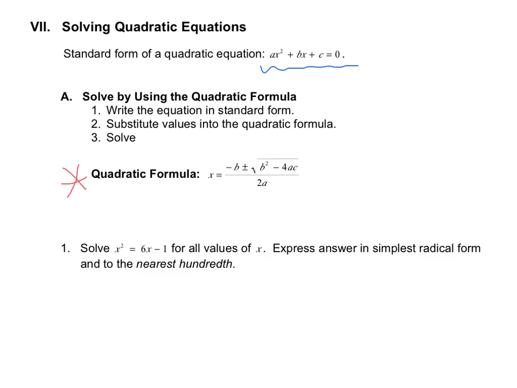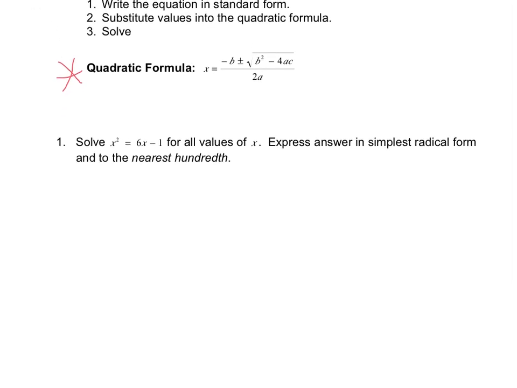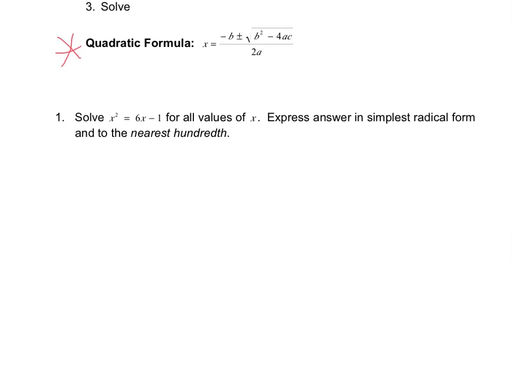Another hint when knowing to use the quadratic formula is when the directions say, solve the following equation for all values of x, express your answer in simplest radical form, because the quadratic formula has a radical. And it may also say to the nearest hundredth, which means you wouldn't have been able to factor because you would not have had a nice answer.